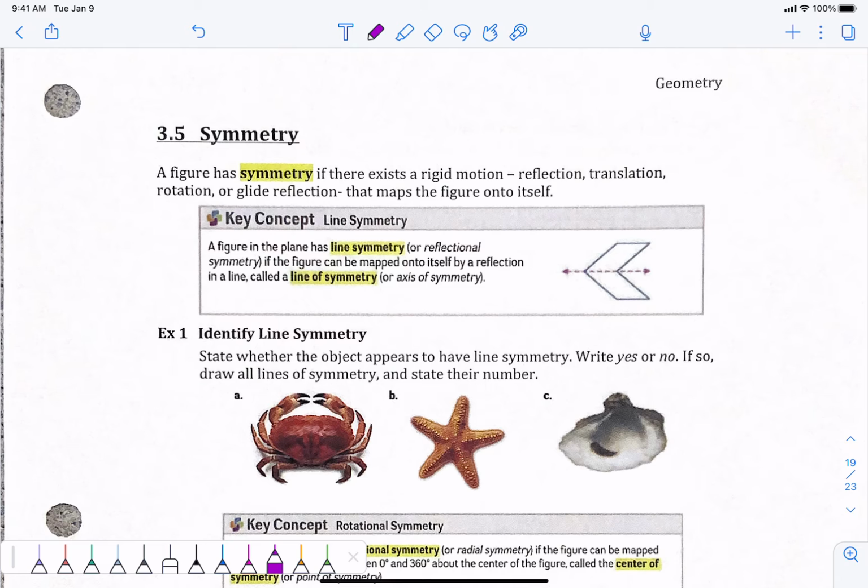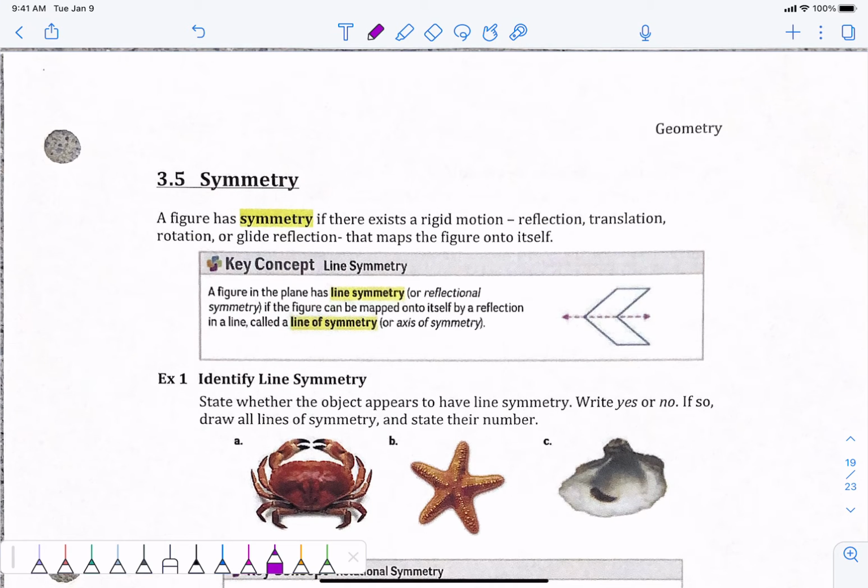Okay. This is section 3.5. It's symmetry. This is going to be a real fast, easy, nice section. There are some weird things on the homework assignment, but I'm going to go through that and show you. Anyway, symmetry. We're going to go fast.